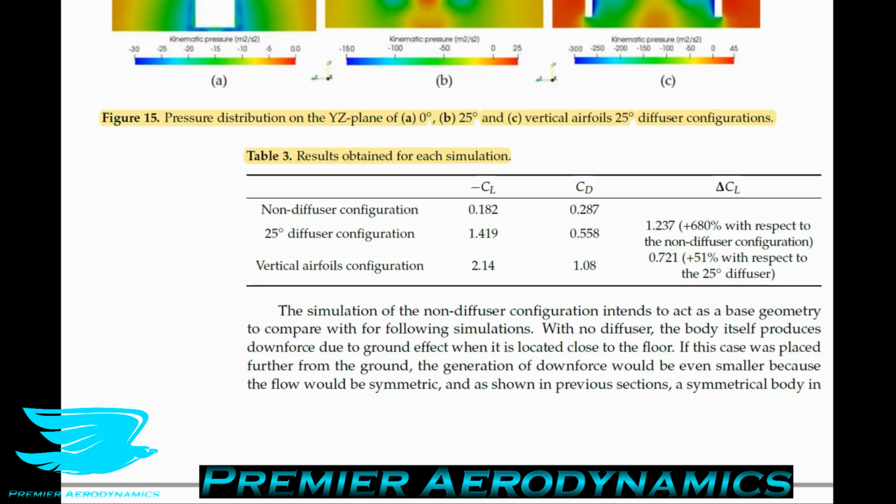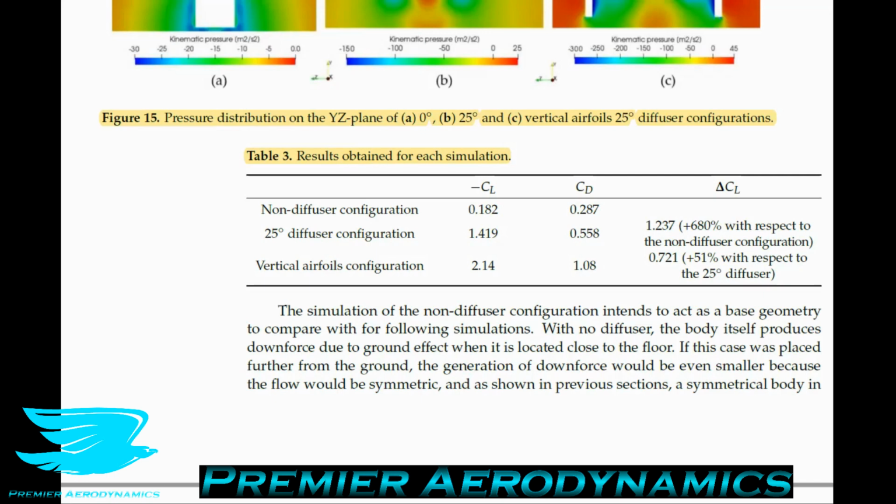The drag coefficient jumps by about 2. So it goes from 0.28 or 0.29 to 0.56. So the diffuser is doing very nicely in terms of the downforce, but in terms of the drag, is dramatically increasing that. What about when we put the vertical airfoils on there? Well, the downforce increases even more to 2.14, so about a 50% increase. The drag coefficient also about doubles, so it goes from 0.56 to 1.1 about.